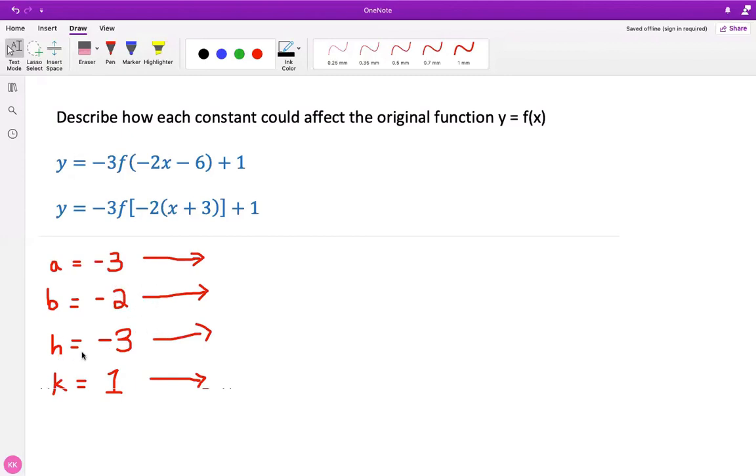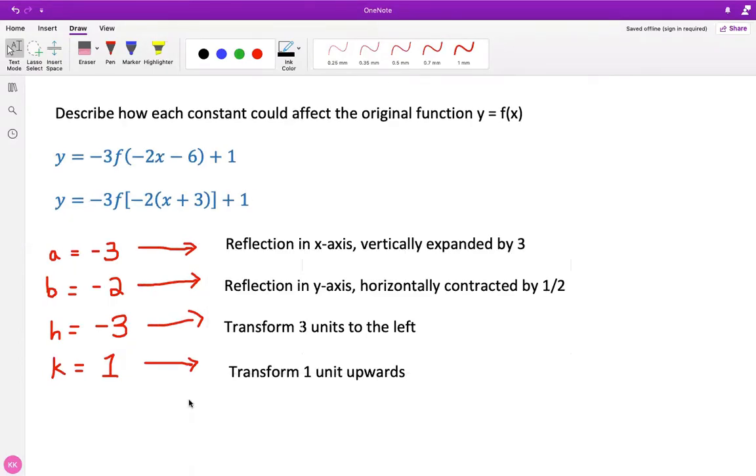So h here is equal to -3. Remember, if you see the positive here, I need to make sure the h value is negative. Remember from the previous lecture. So h equals -3 suggests that I need to move the original function 3 units to the left. The k here equals 1, so basically I just move the original function 1 unit upwards. This is a summary of what I just said.